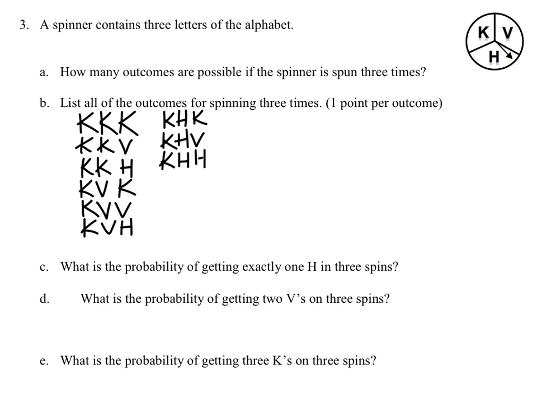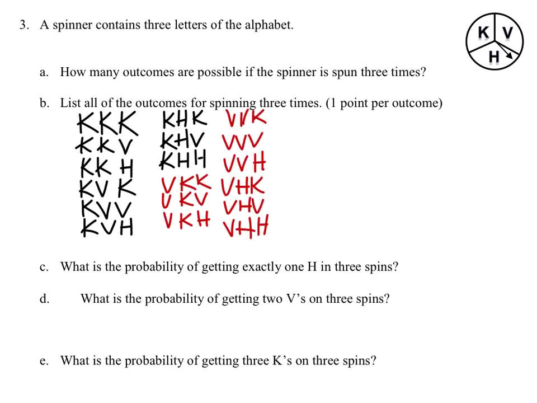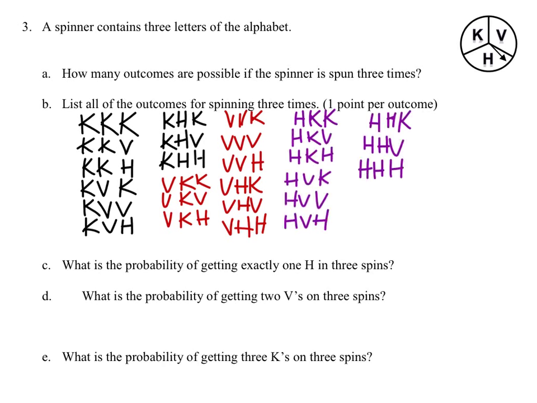But that's only when spinning a K first. What if I spun a V first? Then we should have these other options. It's pretty much going to repeat, but now the V is in the front. And right there we have 9 more from spinning a V first. And then finally, if we had spun an H on the first spin, then we also need a K and then another K and the rest. So this is all of them, and if we counted these, we would find that we have 27 in total. So that's listing all of them.